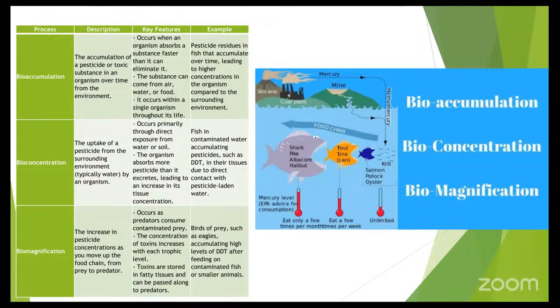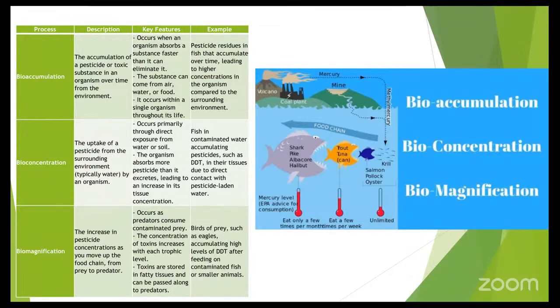And bioconcentration is the uptake of a pesticide from the surrounding environment, typically water, by an organism. Here also you can take the example of a fish in contaminated water accumulating pesticides such as DDT in their tissues due to direct contact with pesticide-laden water.